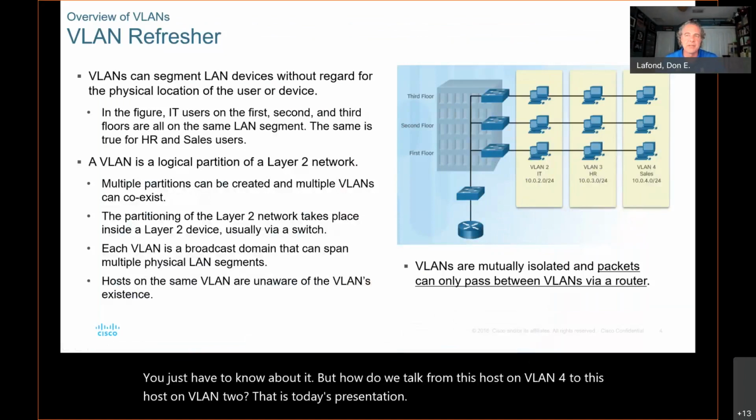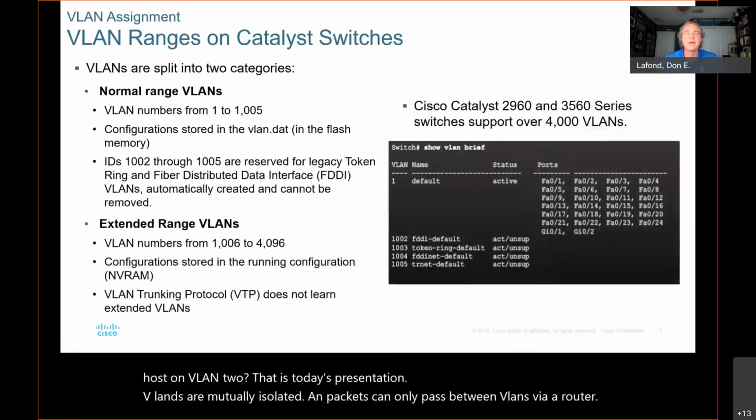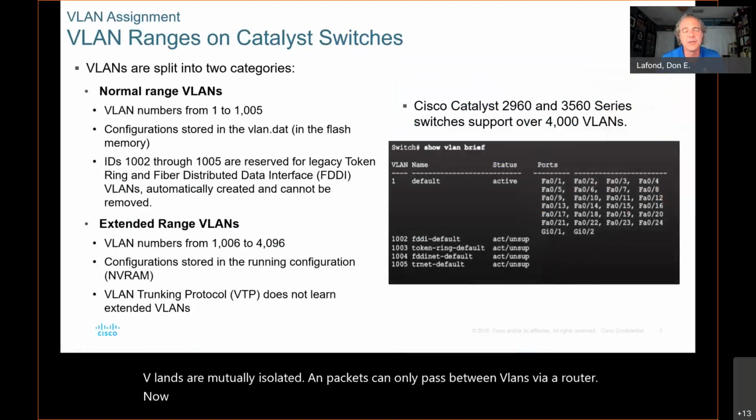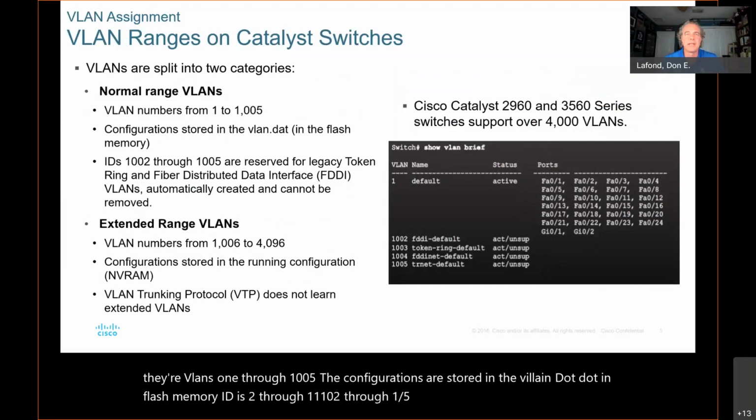VLANs are mutually isolated, and packets can only pass between VLANs via a router. Now, VLANs are split into 2 categories. There are the normal range VLANs. They are VLANs 1 through 1005. The configurations are stored in the vlan.dat file in flash memory. IDs 1002 through 1005 are reserved for legacy Token Ring and FDDI, and they're no longer supported.